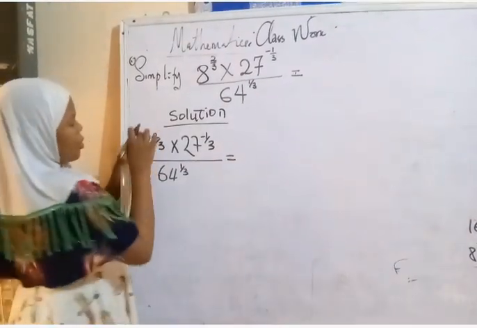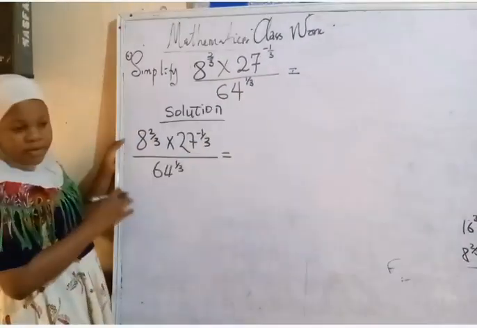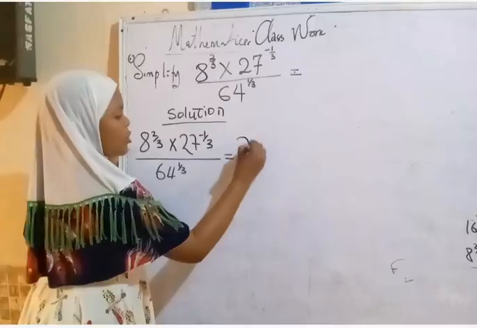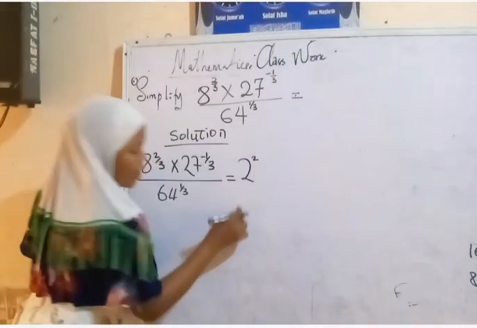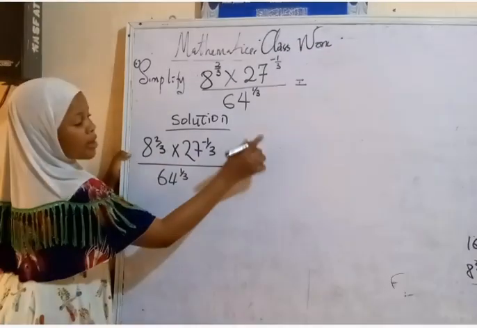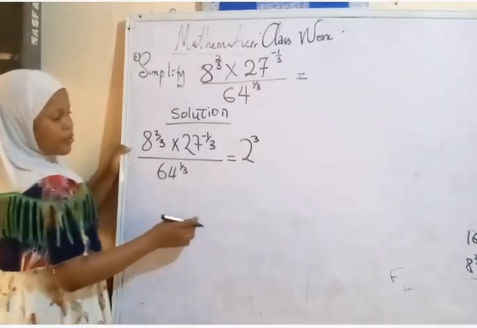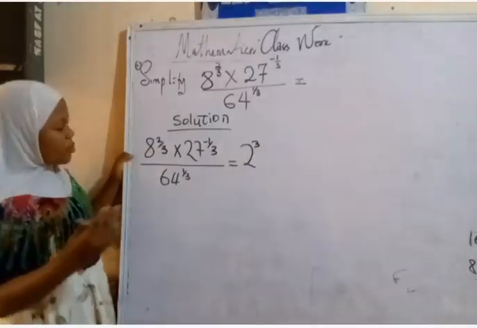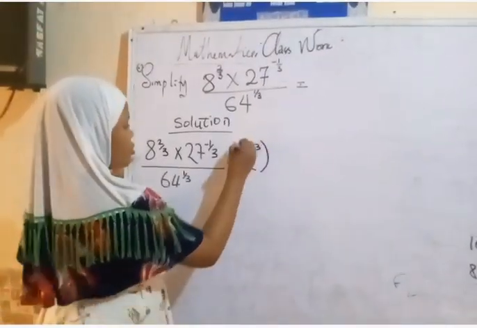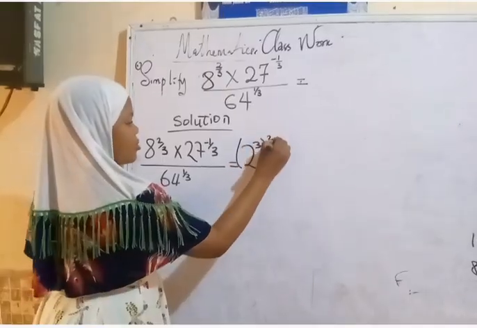So index form of 8 is what? Index form of 8 is what? 2 raised to power 2. Because 2 times 2, I mean 2 to the power 3, sorry. 2 times 2, 4. 4 times 2, 8. That's 2 raised to power 3. You bracket it, 2 over 3, okay, thank you.